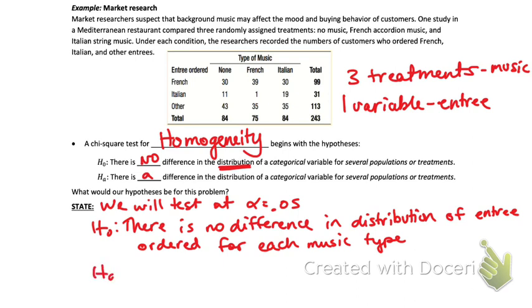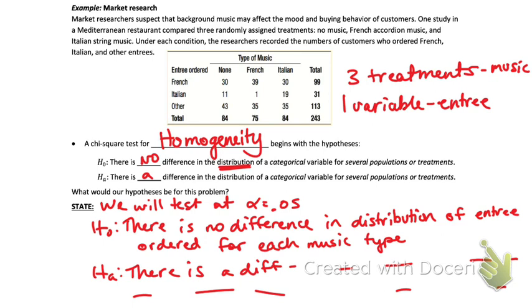And what would be the alternative? There is a difference in the distribution of entree ordered for each music type. There either is a difference or there's not a difference. The null hypothesis, we assume everything is distributed the same. The alternative, we think there's something going on here.